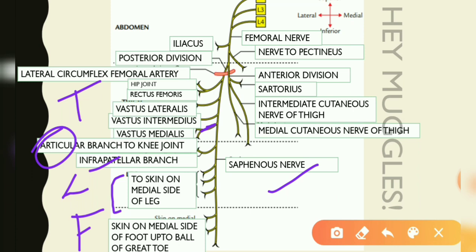So it is supplying the quadriceps femoris muscle, and along with supplying the quadriceps femoris, it gives articular branches to your hip joint and knee joint. Then it supplies skin on the medial side of the leg and skin on the medial side of the foot up to the ball of great toe. I hope the branches of the femoral nerve are clear to all of you.